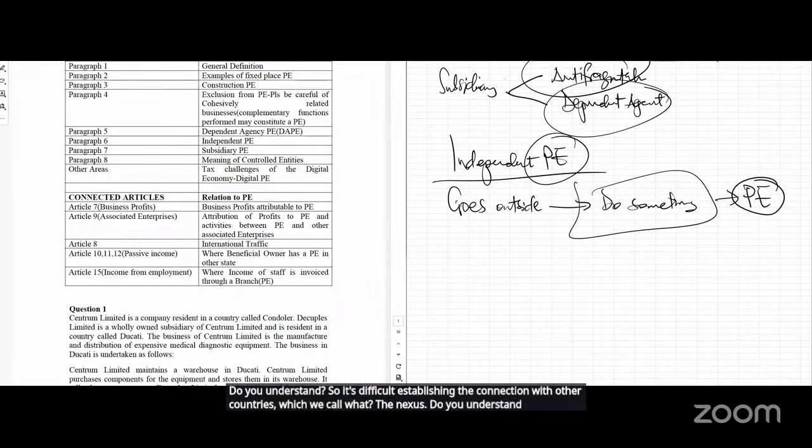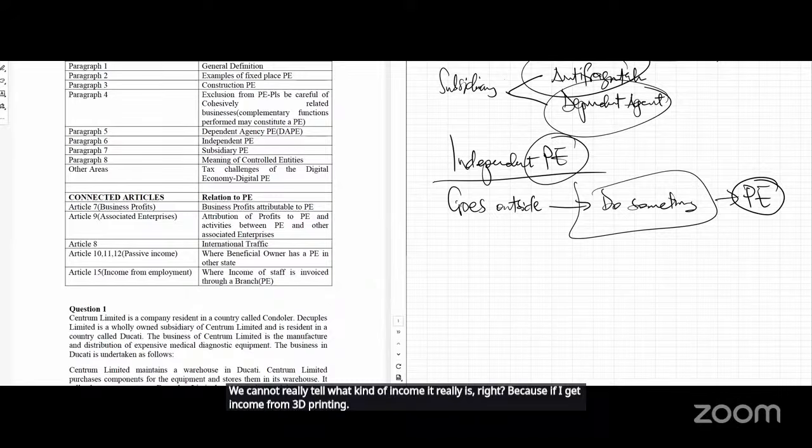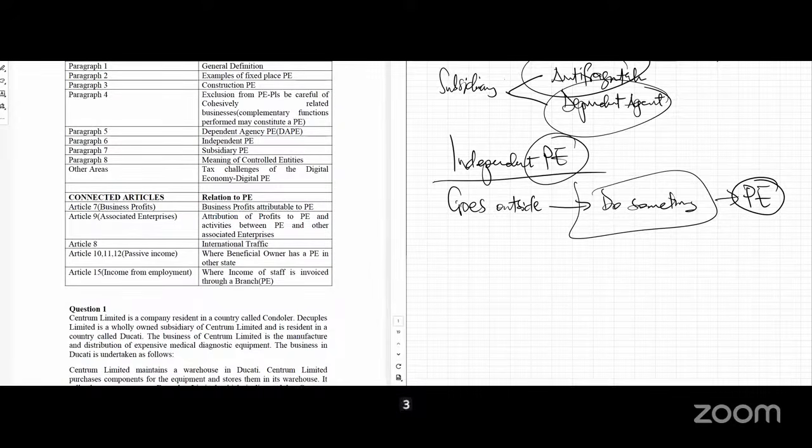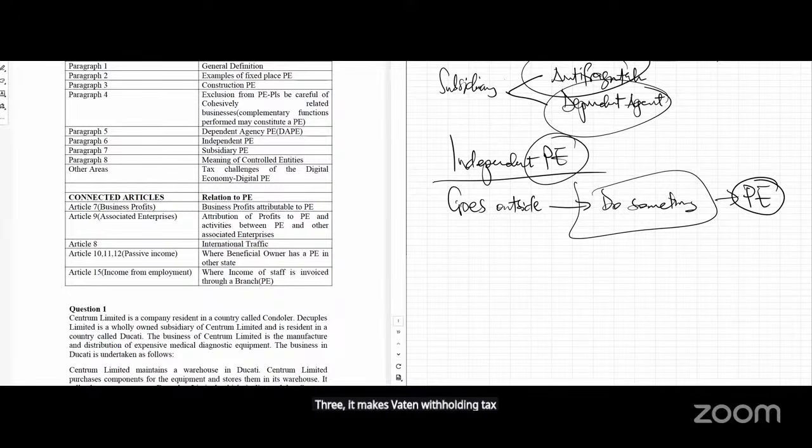Two, unclear income characterization. We cannot really tell what kind of income it really is, right? Because if I get income from 3D printing, how do we classify it in our laws? Do you get it? You cannot properly characterize the income. Three, it makes the PE status difficult to actually codify, right? So people use this to avoid the PE status. Four, it makes VAT and withholding tax collections very difficult. Remember, true or false?